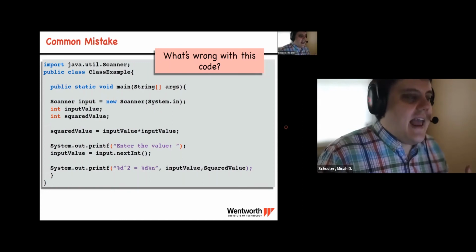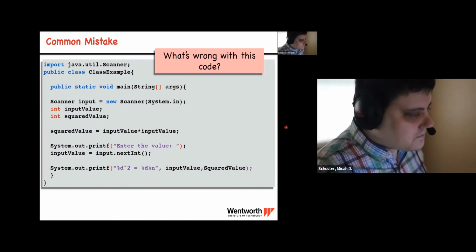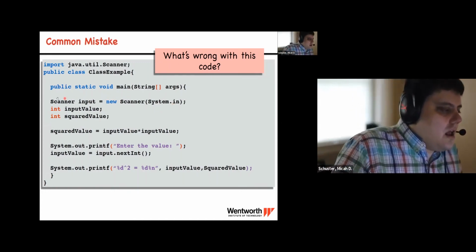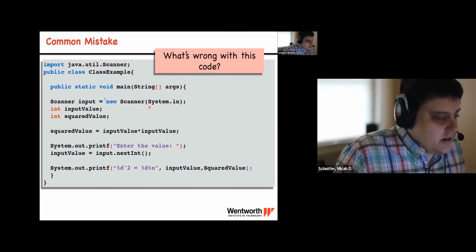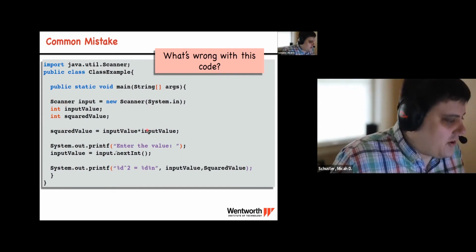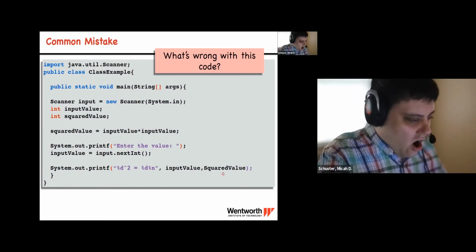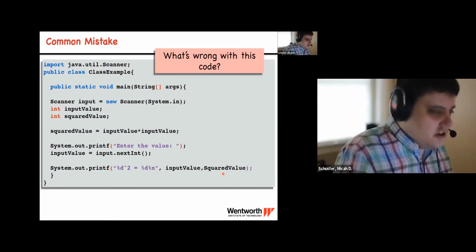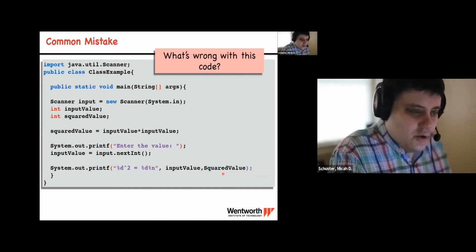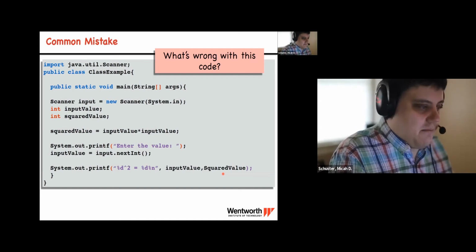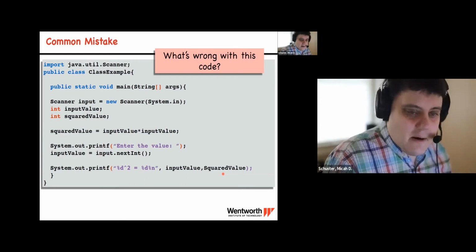So I want to look at a common mistake. We have a whole bunch of stuff going on here. We create some variables, we have some user input, and we have some stuff being printed out. All of this code, for the most part, shouldn't be too cryptic just by looking at it and going through it line by line.